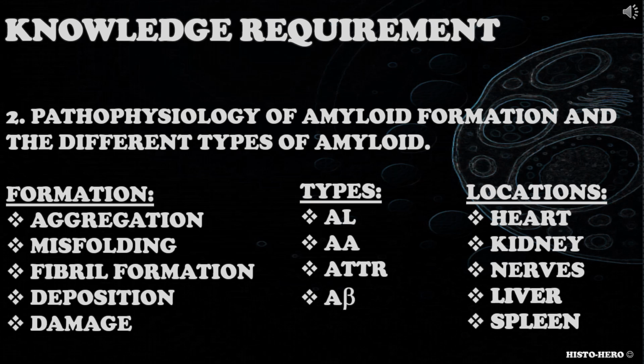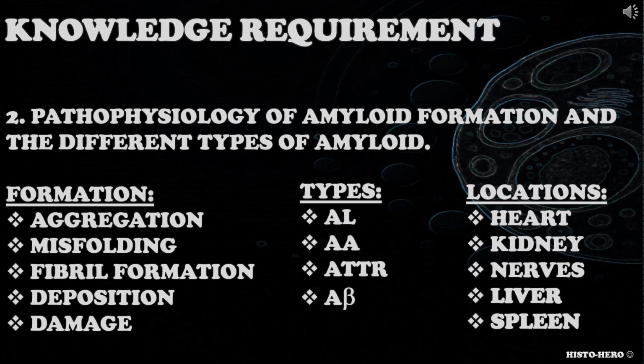Consider misfolding of normal proteins, aggregation of unfolded proteins to form oligomers, fibril formation by aggregation of oligomers, deposition by fibril accumulation in tissues or organs, damage and cellular dysfunction caused by amyloid deposition, key formation factors, protein structure, cellular environment, genetic or acquired factors.